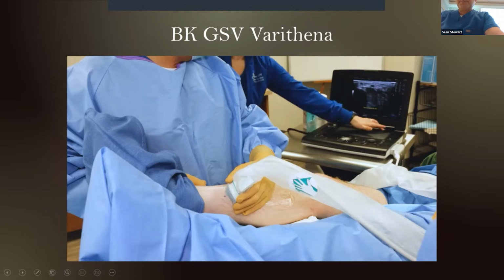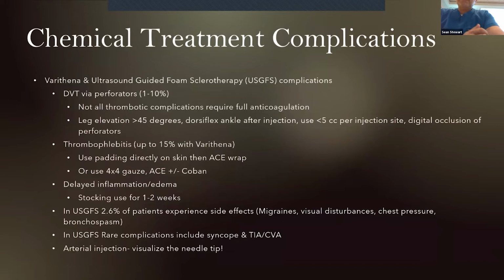So for both Varithena and ultrasound-guided foam sclerotherapy, the incidence of post-procedure DVT in some studies is as high as 10%. I think actually an acceptable below-the-knee DVT rate is probably 2 to 4%. But as I said, most of these DVTs are clinically insignificant and can be managed with serial sonos. Clinically significant DVTs probably should be less than 1%.